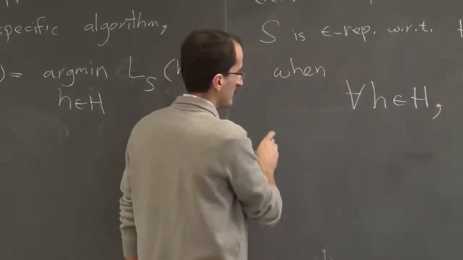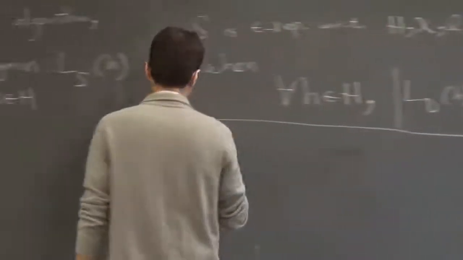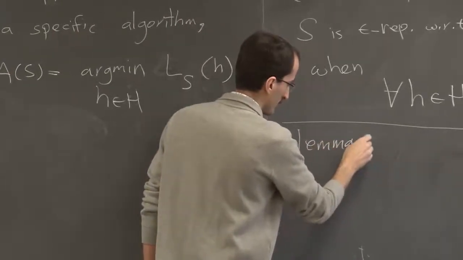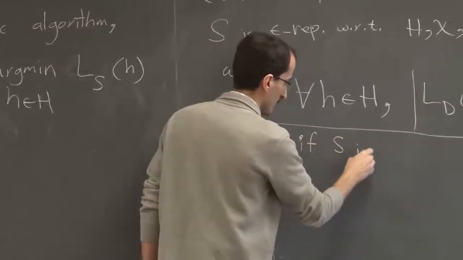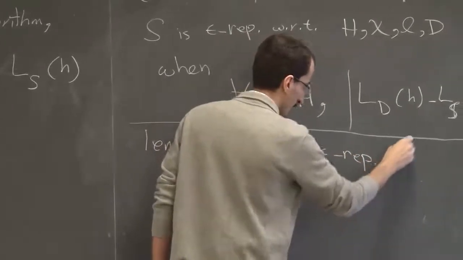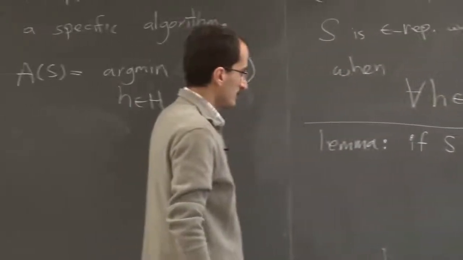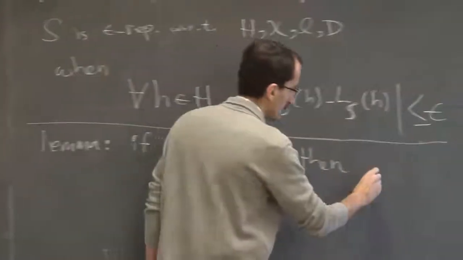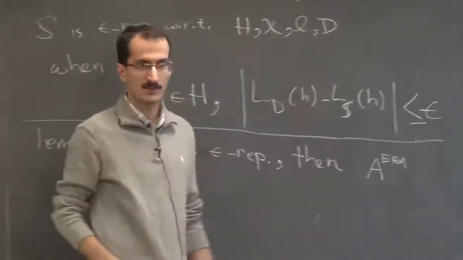So let me add one lemma here, to make sure that this intuition works. If S is epsilon representative, then the ERM algorithm will work well on that, by which I mean the ERM algorithm, which I will superscript by ERM.